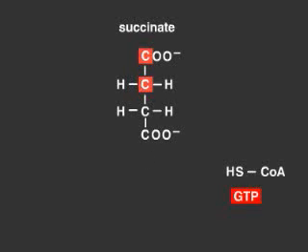Note that succinate is a symmetrical molecule. The two end carbons are chemically identical, and the two carbons in the middle are chemically identical. For convenience, we will continue tracing only the two carbons depicted in the upper half of the molecule.